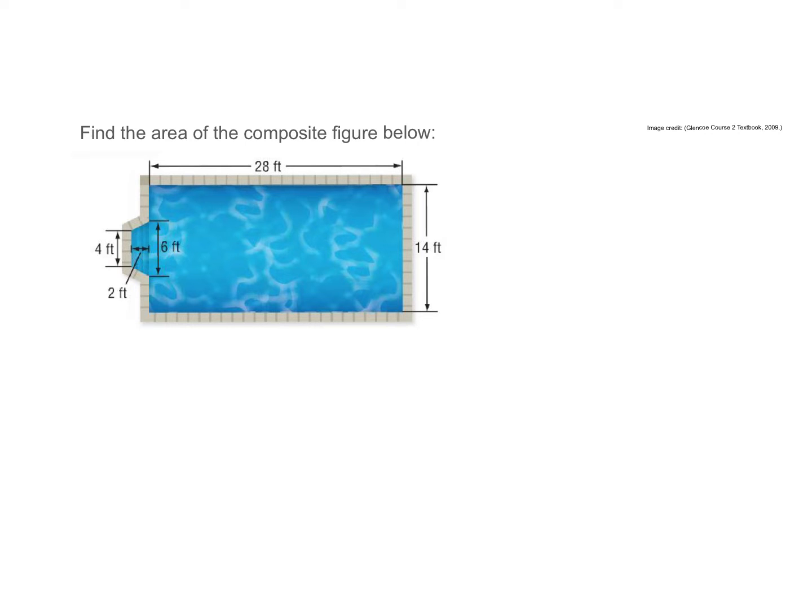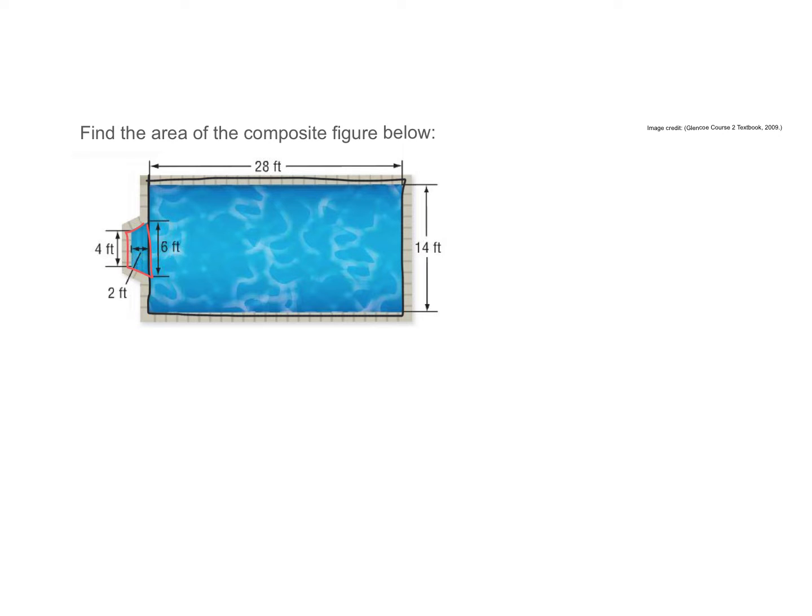So here's our first shape, and we want to find the area of this composite figure. When I look at this, I need to break it up into as many shapes that I know how to find the area of. So what I can see is I have a big rectangle here, which is also a parallelogram, and then I can also see that I have a trapezoid there. So I'm going to draw each shape as best as I can below and find the area of each one, and then we're going to add them together.